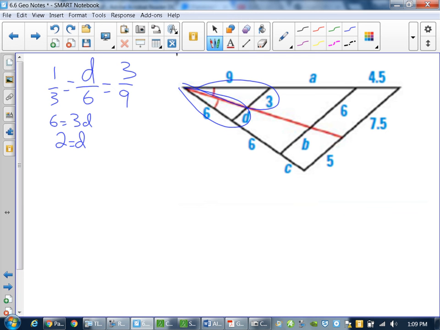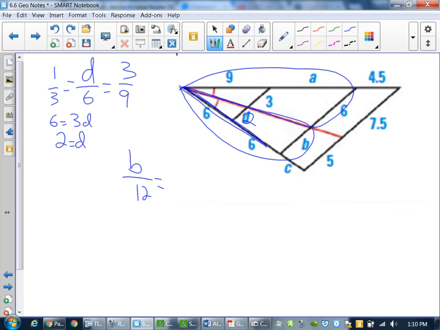Now, that gets me to the first part. So I have a 2 here. The second part, I still have that angle bisector where I can go out and around. I have b over, now this side length is 12. Here I have a 6 over 9 plus a. This is where it gets a little tricky because you can't cross multiply and solve with two different variables.